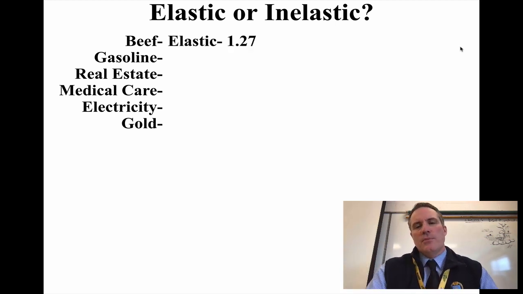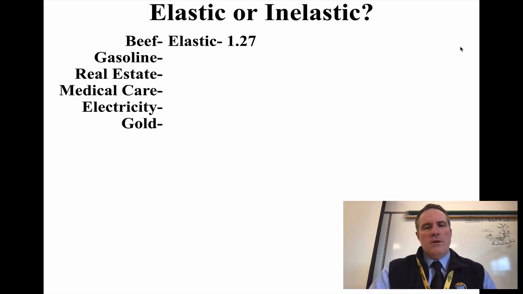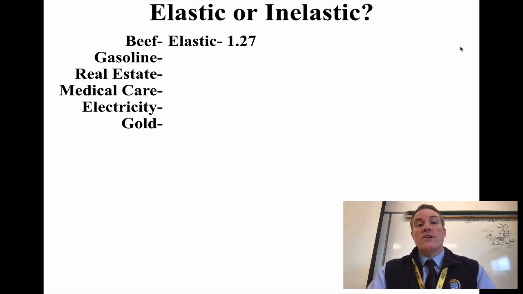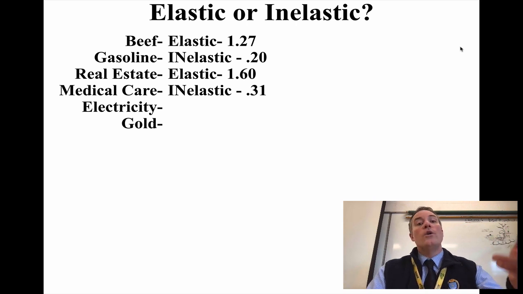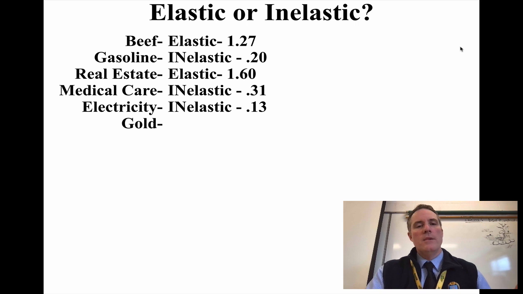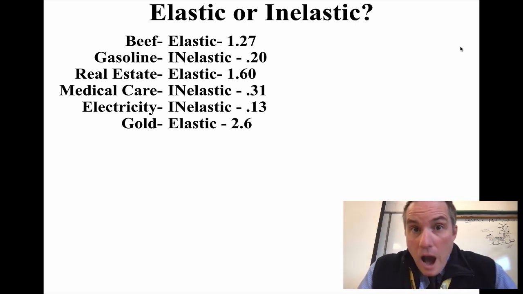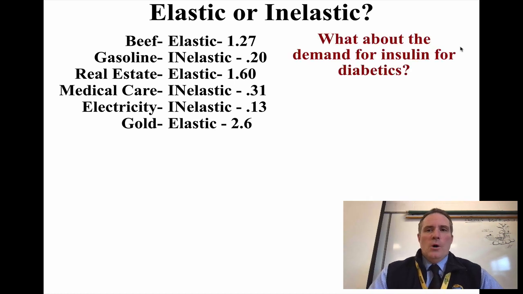These are just some of the numbers that, when you curve it out, we put it in the curve, you can see that. What is gasoline? Inelastic. What is real estate? Elastic. What is medical care? What is electricity? Think about that. Boom! Inelastic. And what is gold? Elastic. All right.